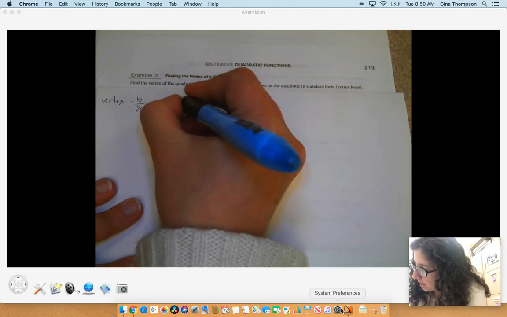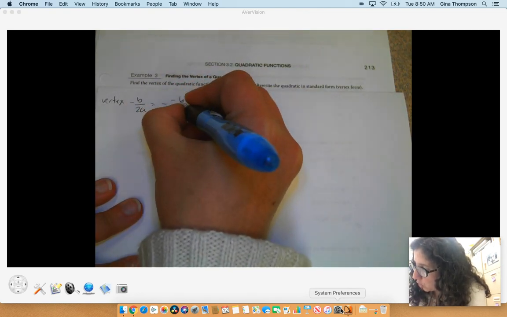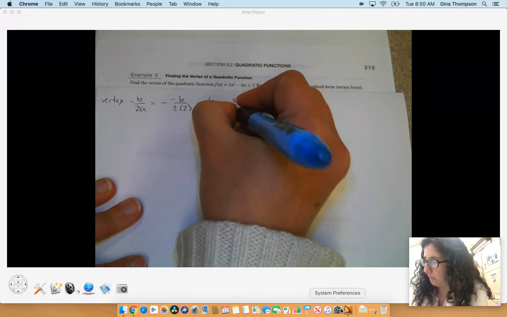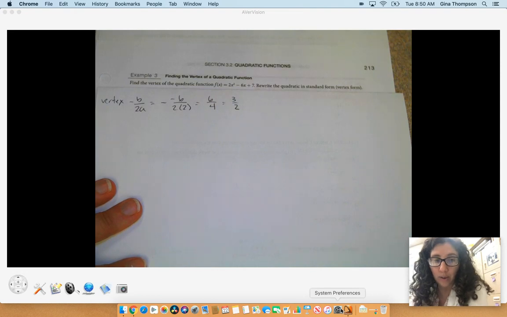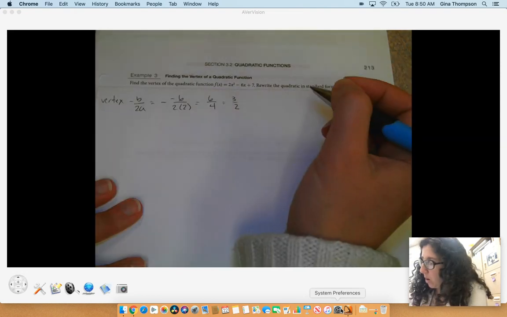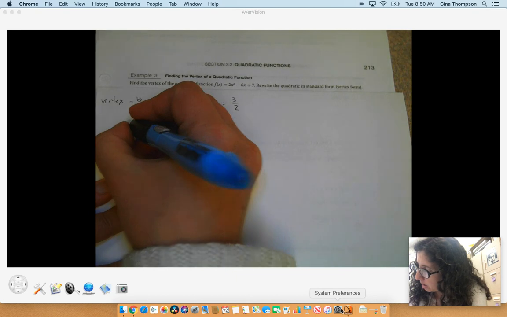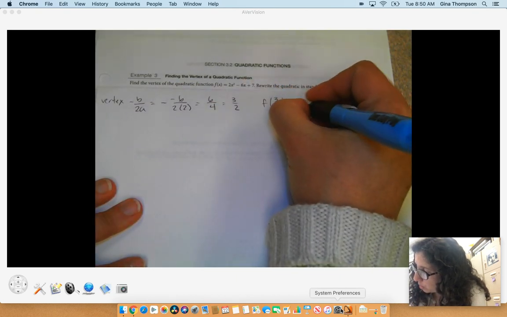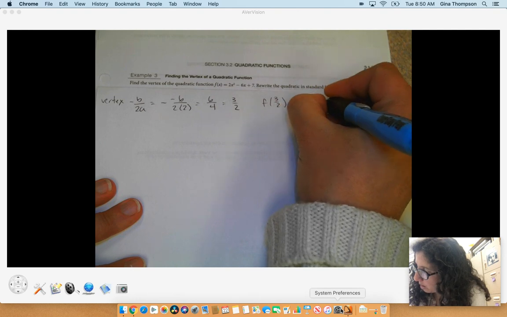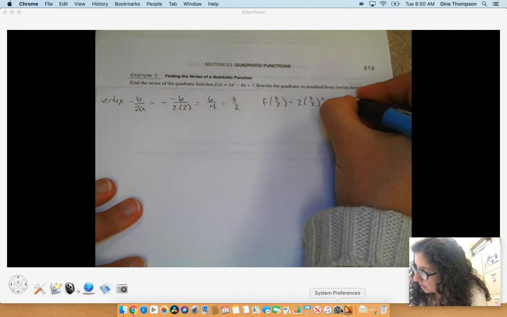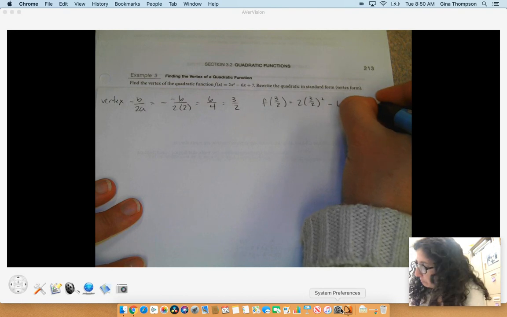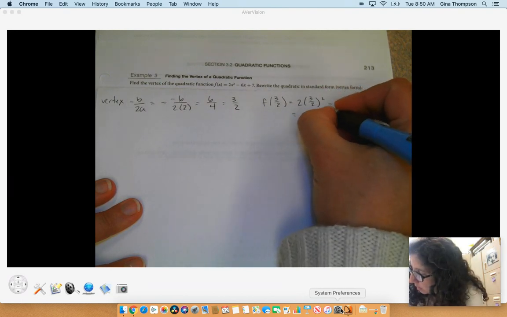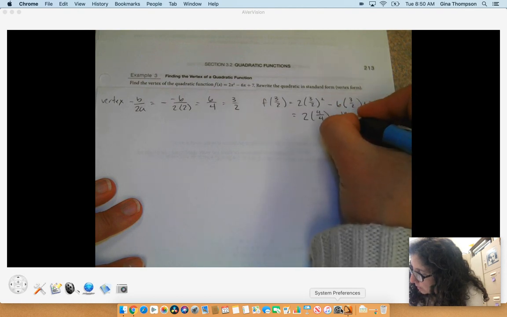So minus -6 over 2 times 2. So it's going to be positive 6/4 or 3/2. Right, that's the x value of the vertex. And now to find the y value, we could put that in: f of 3/2 is going to be 2 times 3/2 squared minus 6 times 3/2 plus 7. All right, so we're going to have 2 times 9/4 minus 18/2 plus 7.